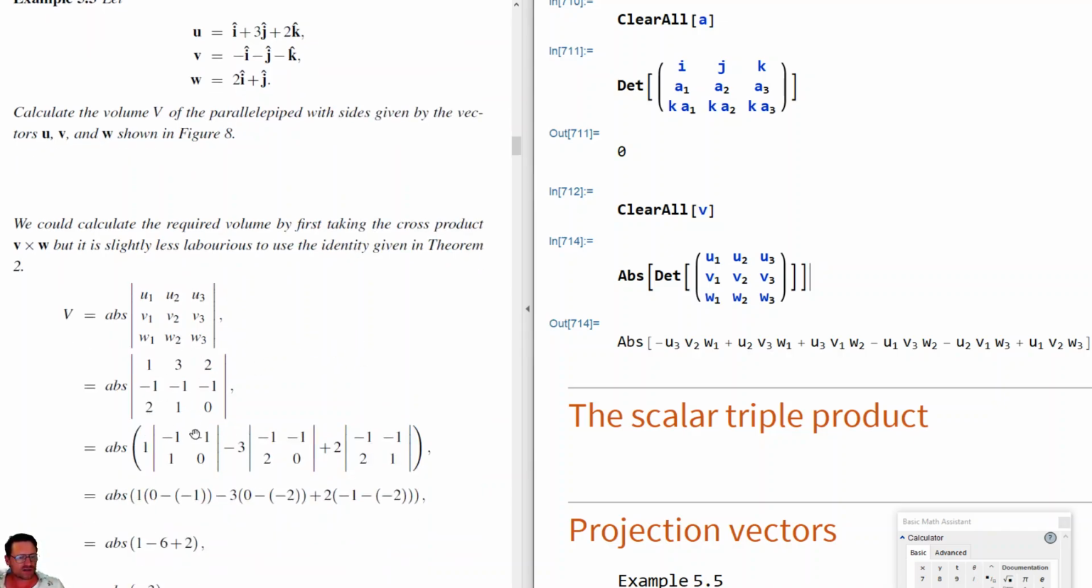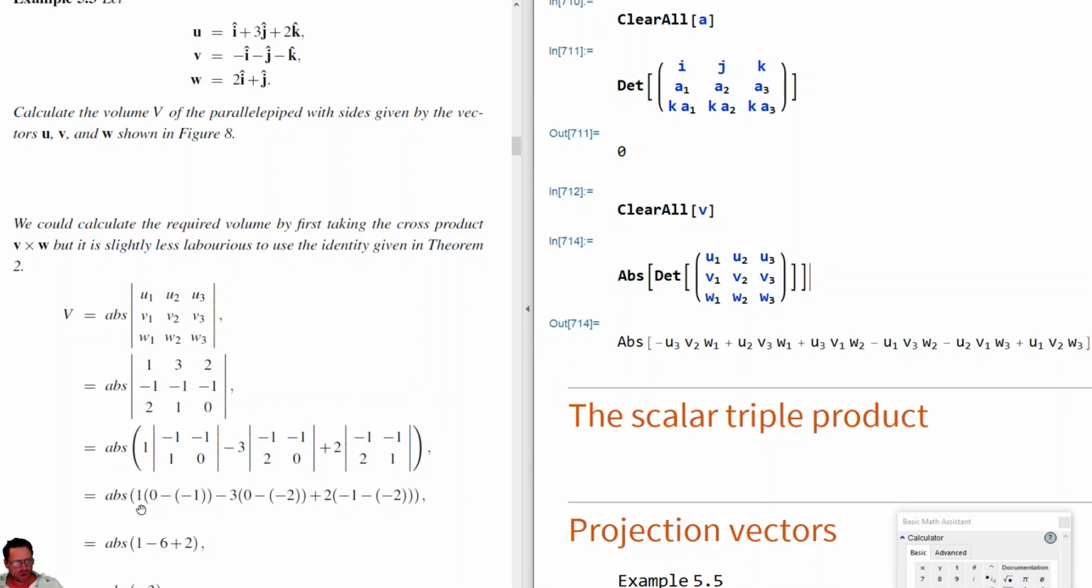So we have 1 times the determinant of the 2x2 matrix, minus 1, minus 1, 1, 0, and then minus, remember the second part has a minus in it, minus this number 3 times the 2x2 determinant obtained by crossing out the row and the column that the 3 is in. So minus 1, 2, 0. Okay, and then plus this 2 times the 2x2 determinant obtained by crossing out the row and the column that the 2 is in. All right, so we have this.